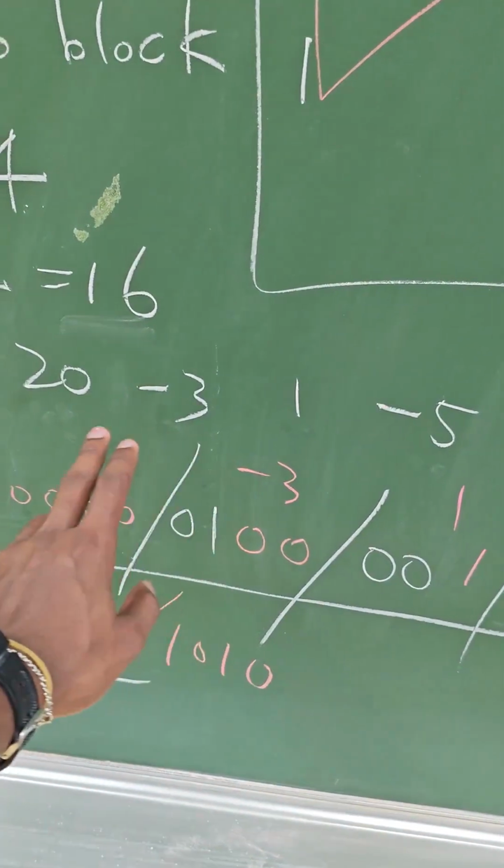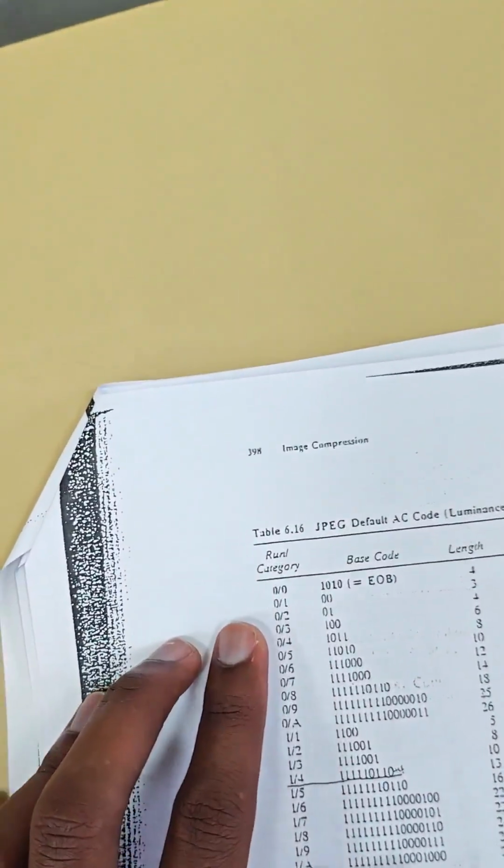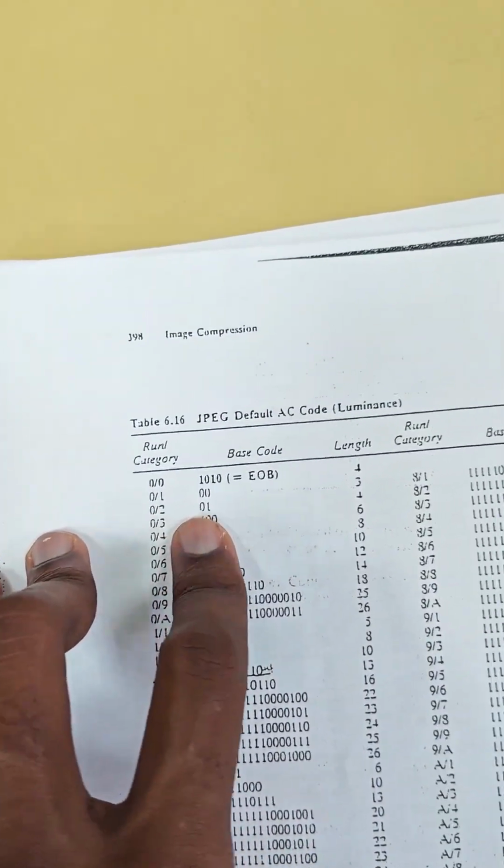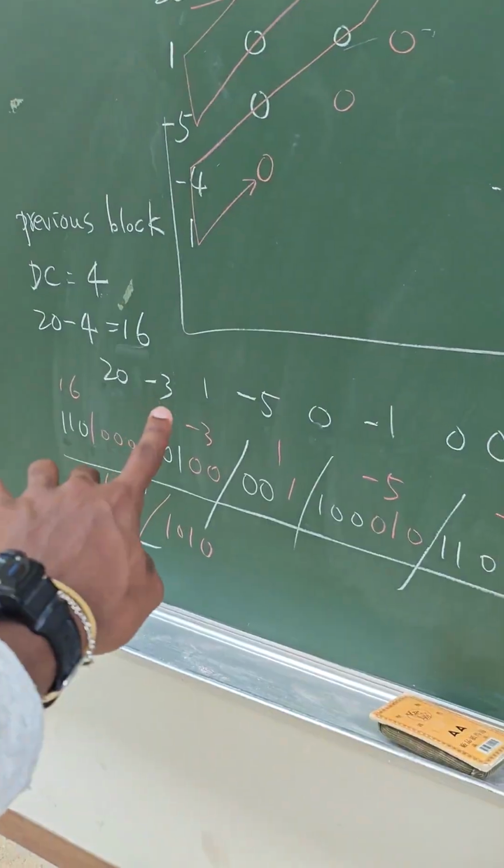This is -3, this was 20, so we have no zeros between. So we're going to use run 0 and category 2. So that's run 0, category 2. Base code is 01. The number we actually want to represent is -3.